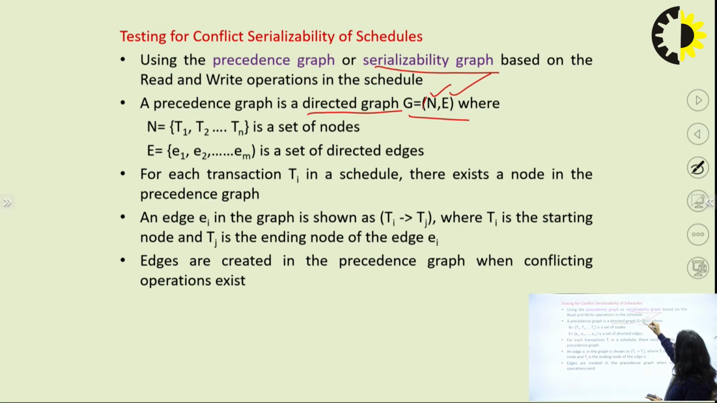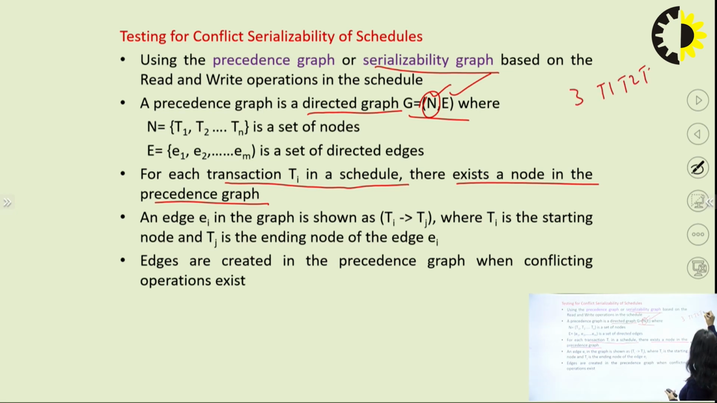Now, how many nodes will be there in a precedence graph? For each transaction Ti in a schedule, there exists a node in the precedence graph. So if a schedule has 3 transactions T1, T2 and T3, it means that graph will have 3 nodes, right? If a particular schedule has 4 transactions named T1, T2, T3, T4, it means the precedence graph of that schedule will have 4 nodes. Now come to the edges. An edge Ei in the graph is shown how?